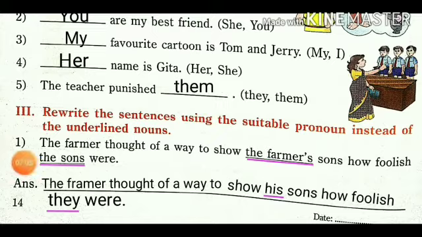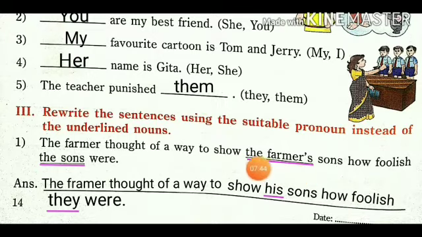The first one: the farmers thought of a way to show the farmer's son how foolish the sons were. In that sentence, the farmer is one person, a noun, and here again one farmer is coming. It is a repetition of that farmer and this farmer. So we write a pronoun instead of the noun. The farmer thought of the way to show his.